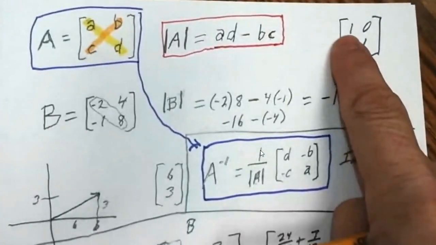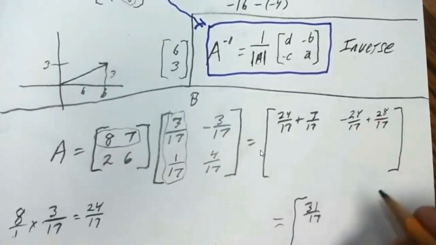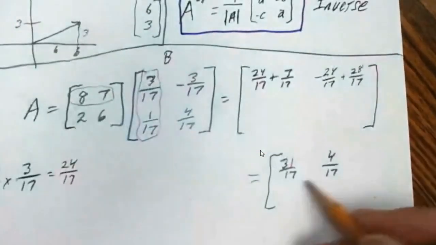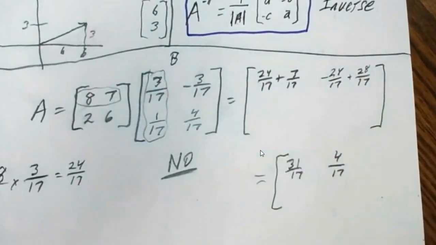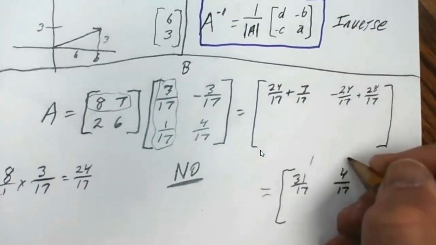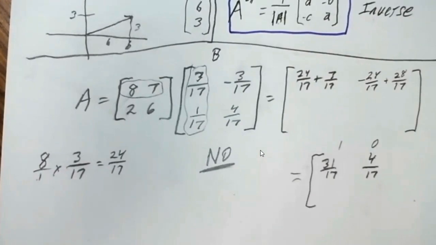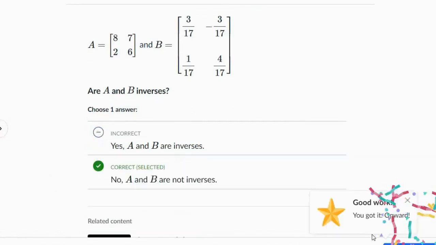That's not 1. Negative 24/17 plus 28/17 is 4/17. That's not 0. This is not the idea. We already know these are not inverses of each other. We don't even really have to finish it because this should be 1 and this should be 0. So we can stop right there on this one, go back to our problem and say, no, A and B are not inverses because this is not giving us the identity matrix. So let's check that. Good work.